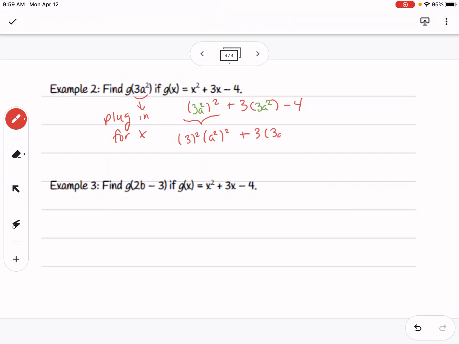So I'm just rewriting the problem first. So now 3 squared is 9, because 3 times 3 is 9. Here when you have an exponent of an exponent, you multiply. So I get 9a to the 4th power. Here, if you multiply 3 times 3a squared, you get 9a squared. Since none of these are like terms, you would leave your answer in this form.